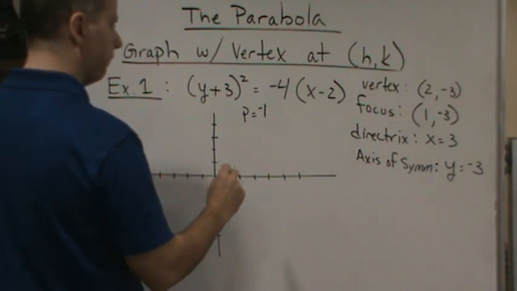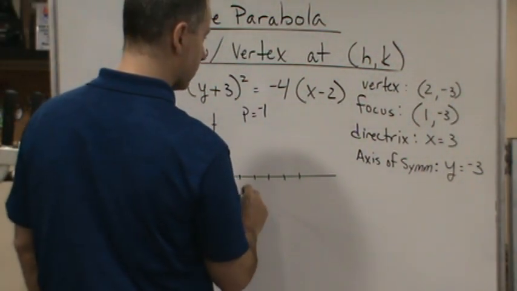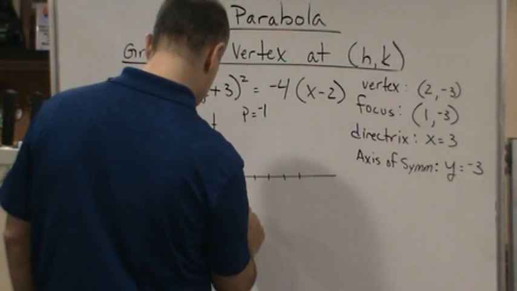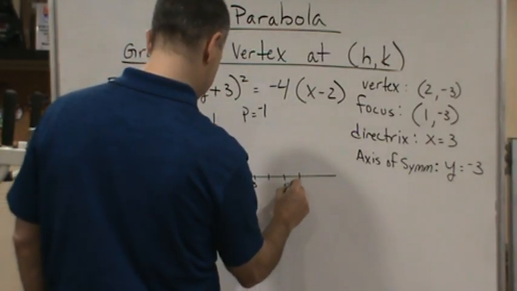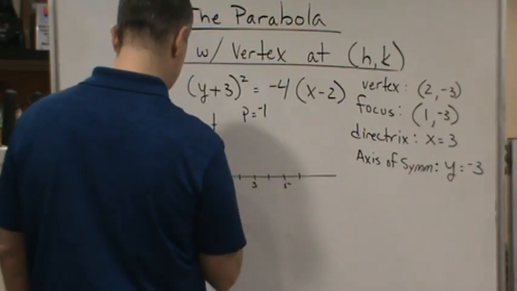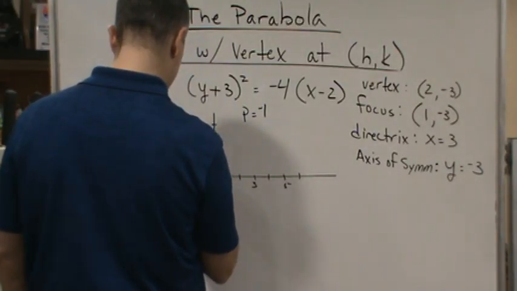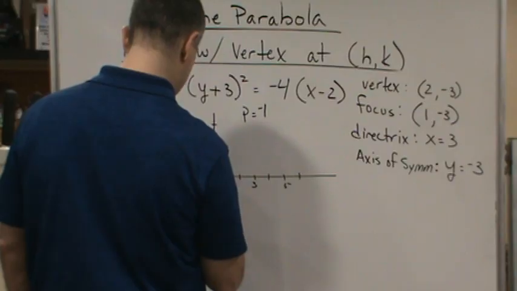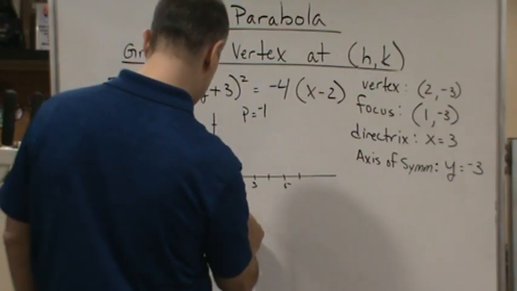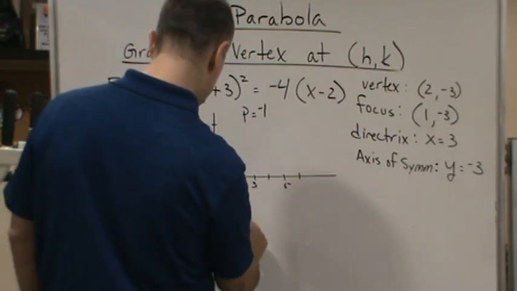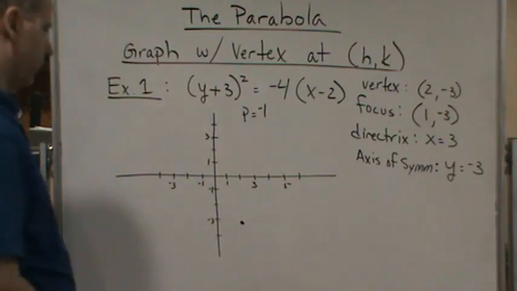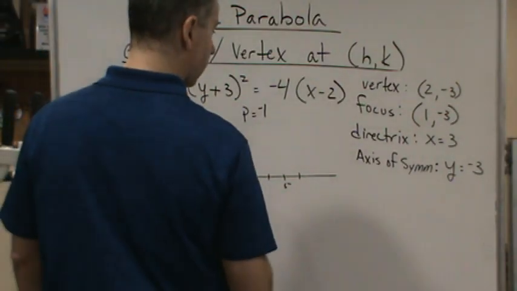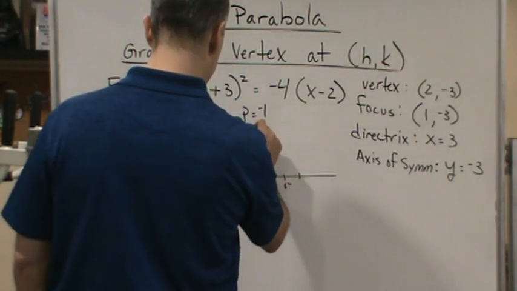So let's plot the vertex. The vertex is at 2, -3. Let's see, 1, 3, 5. 1, 3, -1, -3. So it's going to be right about there. So there's the vertex. The directrix is at x equals 3, so that's going to be here.